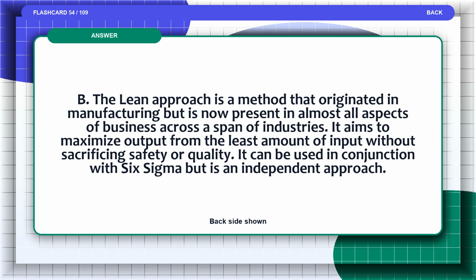The lean approach is a method that originated in manufacturing but is now present in almost all aspects of business across a span of industries. It aims to maximize output from the least amount of input without sacrificing safety or quality. It can be used in conjunction with Six Sigma but is an independent approach.